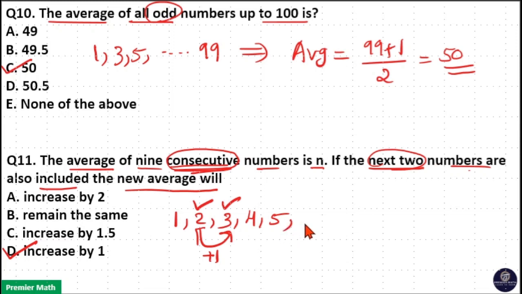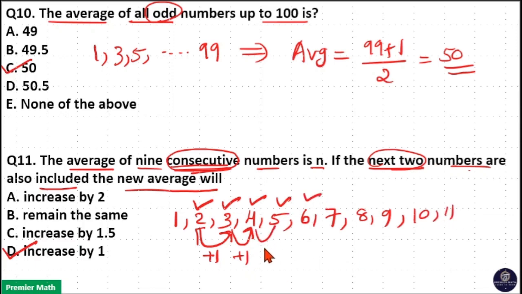Now even if you add next two numbers, that is 6 and 7, the average will become the middle of these 7 numbers, that is 4. Now you can see the average also increases by 1. If you add 8 and 9, average will become 5. And if you add 10 and 11, average will become 6. That is, in all these cases, average increases by plus 1. So option D is your answer.